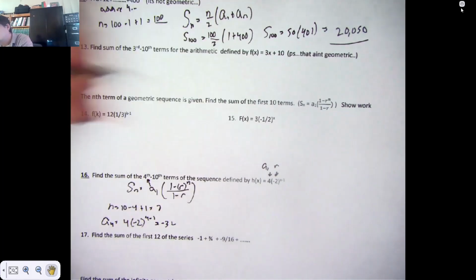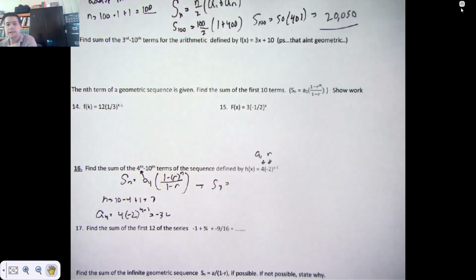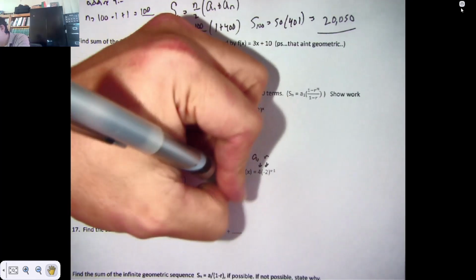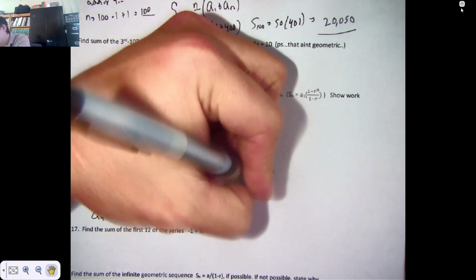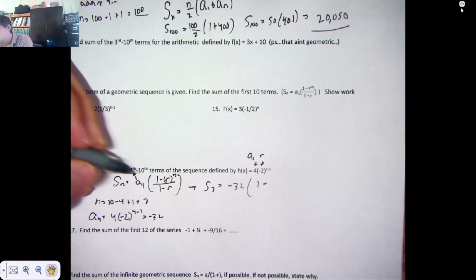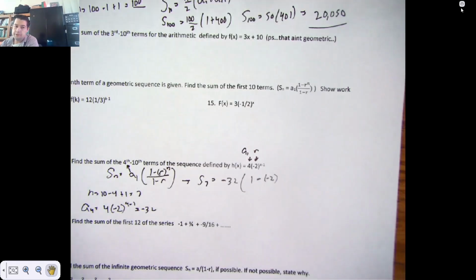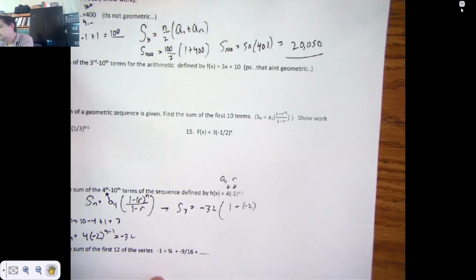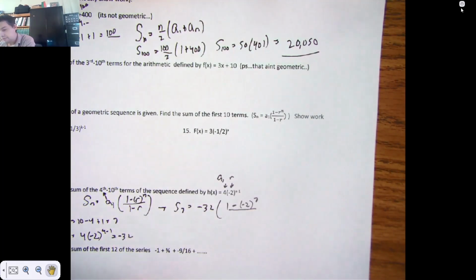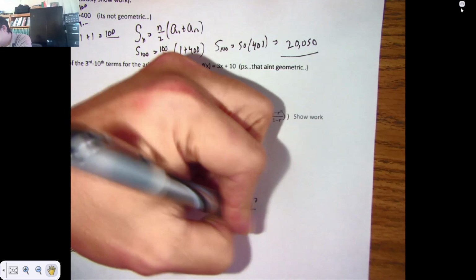All right. We're finding the sum of 7 things. So the sum of 7, everywhere I see an n, I'm putting a 7. Negative 32, 1 minus. Because this ratio is negative, I need to make sure I wrap it in a set of parentheses. If this was an even power, that would be a huge deal, because if you didn't wrap it, it'd be wrong. With an odd power, it'd probably be all right. Over 1 minus r, a negative 2.